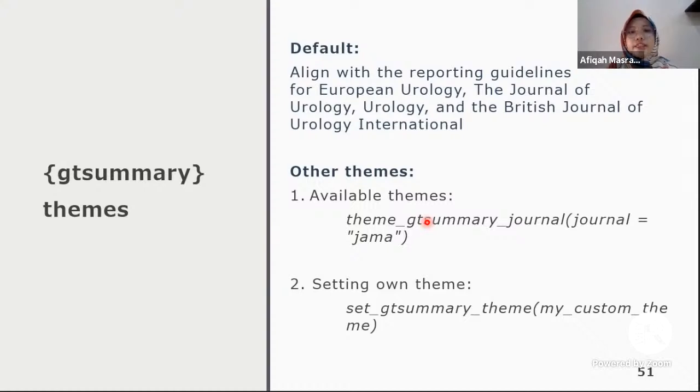But there are a few other things that are available. One of them is specific for the JAMA journal, and you can also customize your own theme, setting your own theme by using set_gtsummary_theme, my custom theme. So for this, you can view the tutorials on Daniel Sjoberg's website as well.